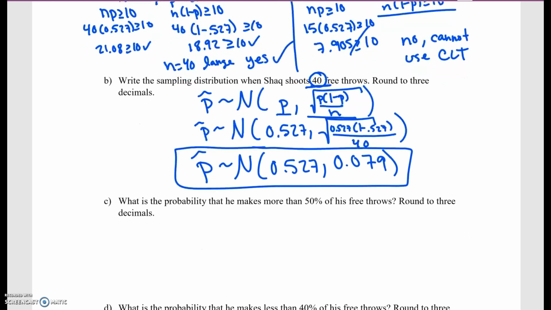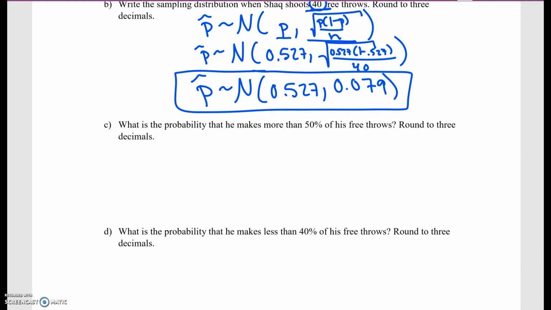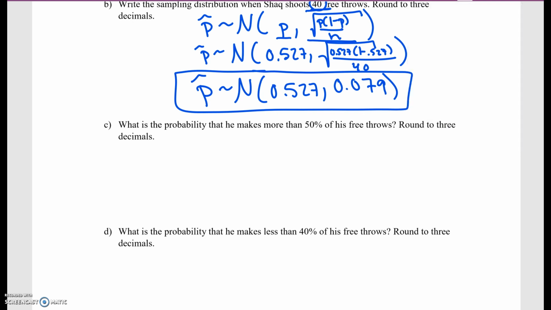Part C is asking us, what is the probability that he makes more than 50% of his free throws? Round to 3 decimal places. So let's draw a picture. I think the way to do this problem and any problem that deals with normal, always draw a picture.